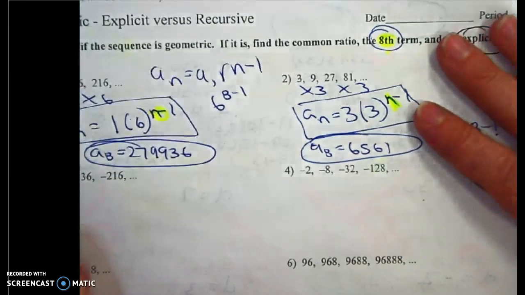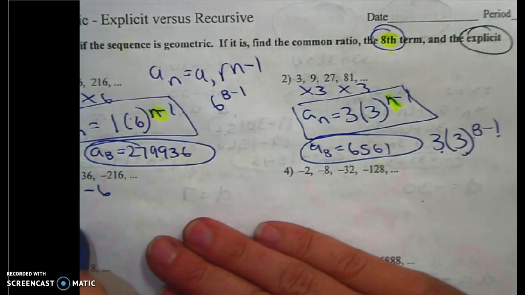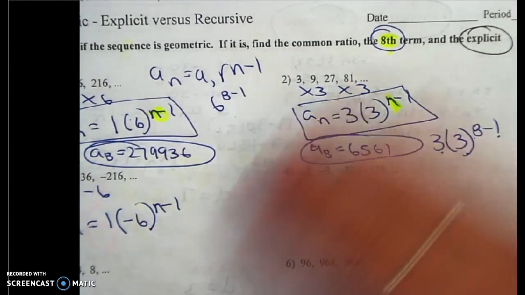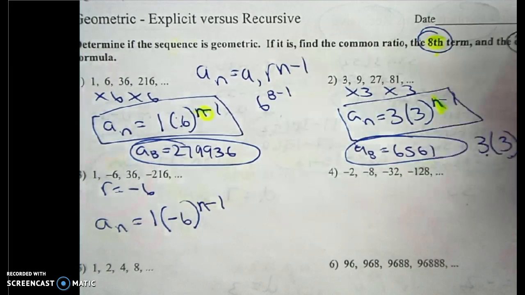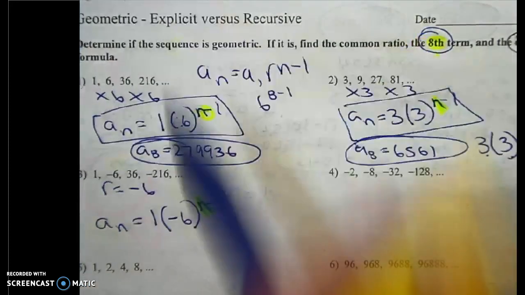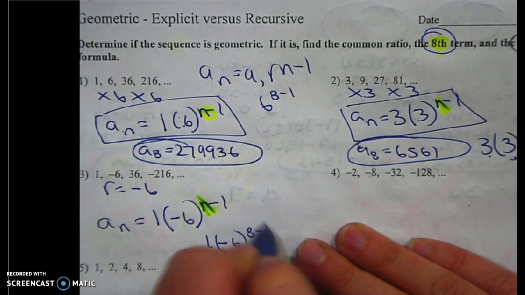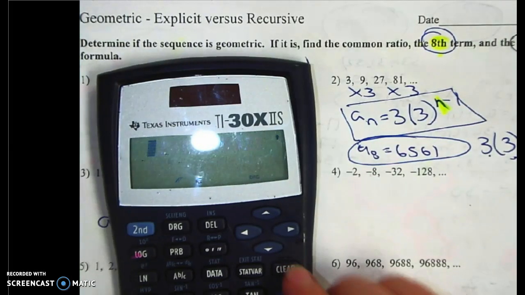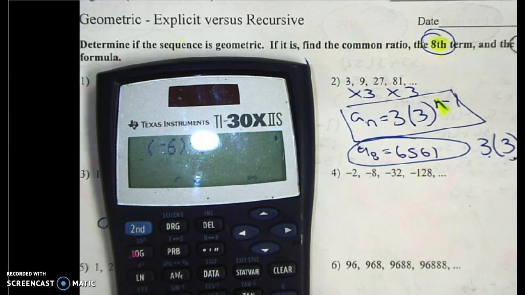Okay. This one, the ratio is times negative 6. So a sub n equals the first term times negative 6 to the n minus 1. I want to be clear, when it's positive, you don't need to have it in parentheses. When it's negative, you do. Plug the 8 in. Show my work. I don't need to plug in the 1, but I need to make sure when I'm using my calculator that I put the negative in parentheses. Otherwise, I will get the wrong answer.